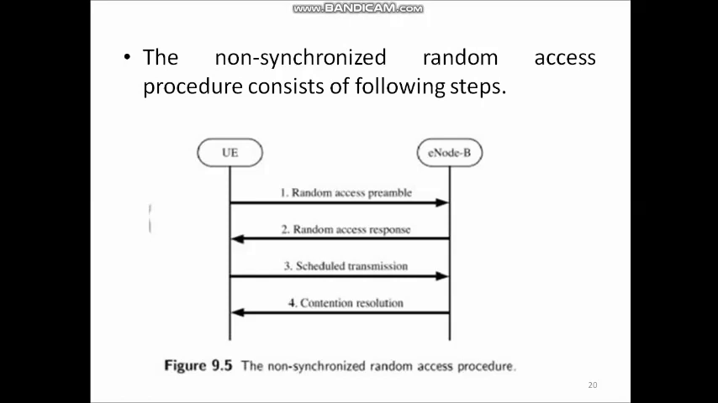And in the third step, each user equipment transmits detailed information using the allocated resources. So, it is given as scheduled transmission here. And after this, in the fourth step, the E node B transmits the contention resolution message on the downlink shared channel. If these steps are completed successfully, then E node B and user equipments can start data communication. In the next slides, we will discuss these 4 steps in detail.